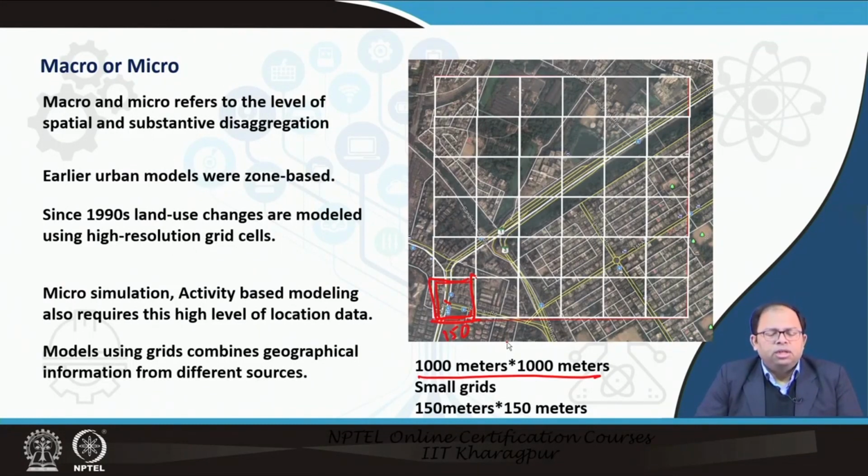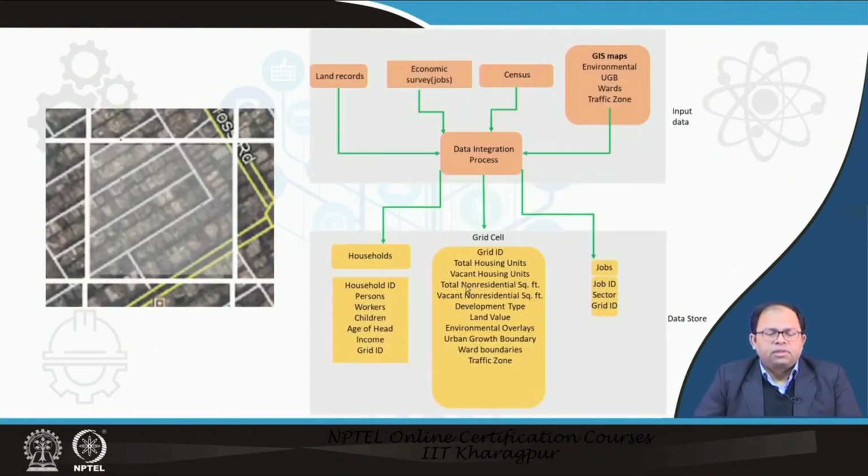And microsimulation and activity based modeling also require this high level of location data, and modeling using grids combines geographical information from different sources. That means we need to determine characteristics of this particular grid, which is shown here. So we take one grid. To determine characteristics of this grid, we require land records that will show us which are the plots that are empty, which are built, the size of plots, and all the different information.